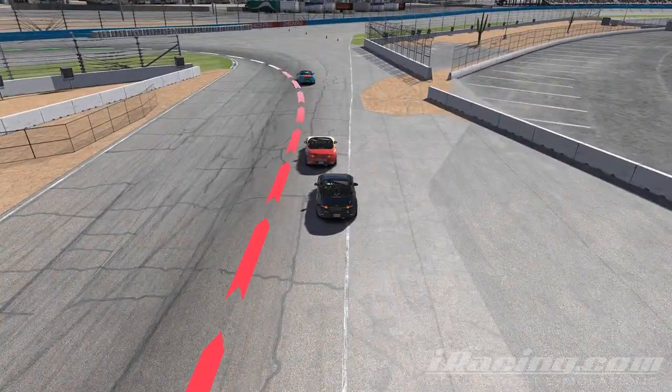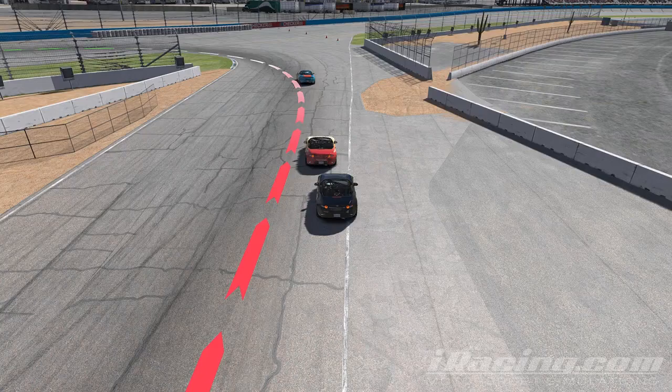The lead car gets on his brakes, and the trailing car is just going to run right into the back bumper. So responsibility would be awarded to the trailing car here in this case.